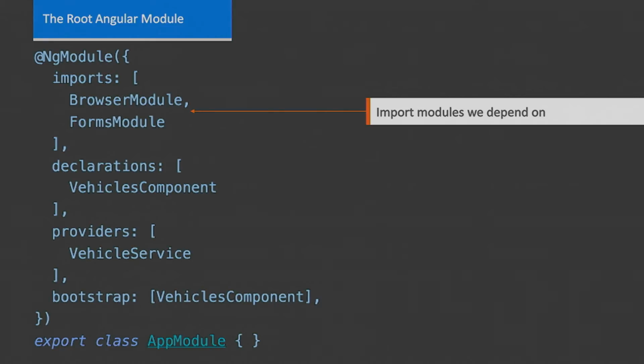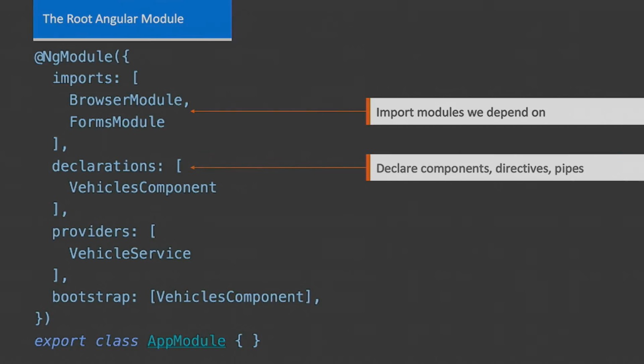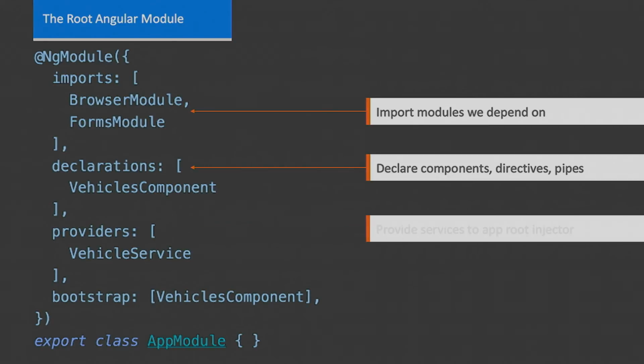Here, we'll import anything we depend upon up top. The ng module says, I need the forms. I'm using ng model. I want to use it. I want to use ng if or ng for. They're inside the browser module. Pull them in. I have this component in my app called vehicles component. So you're declaring it so the browser knows how to render them.